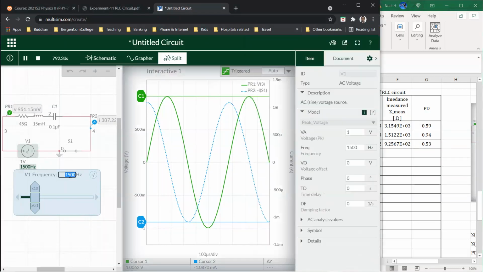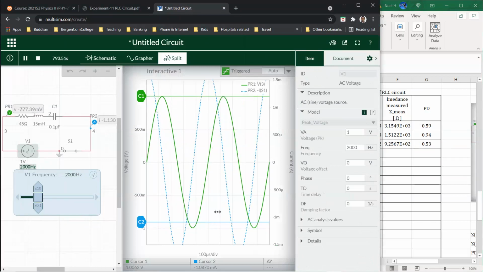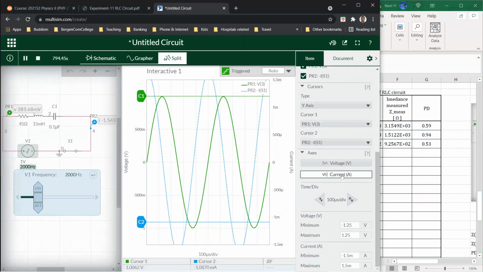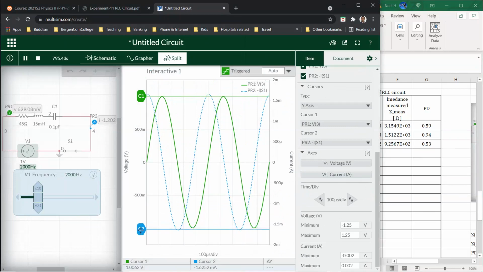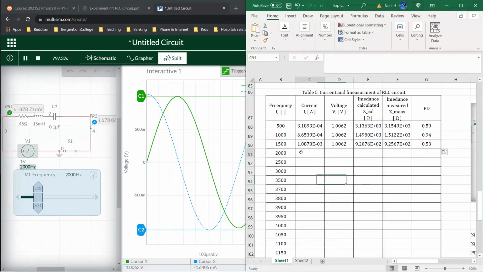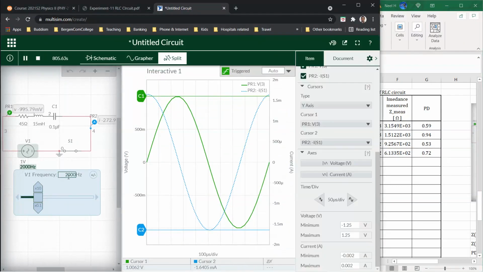Okay, let's continue to 2000 hertz. Put the current into the auto scale, then measure the maximum current, which is now 0.00164005. Voltage remaining the same. And these we can click and drag. Looks good. Decreasing impedance. Let's do 2500.